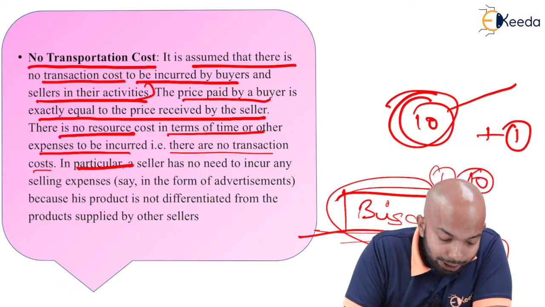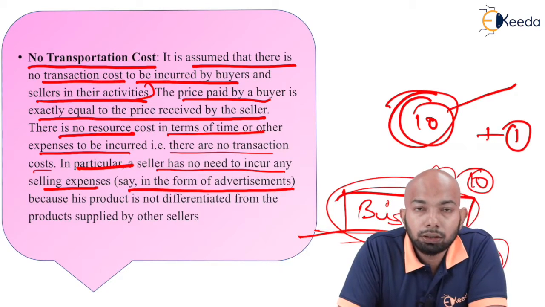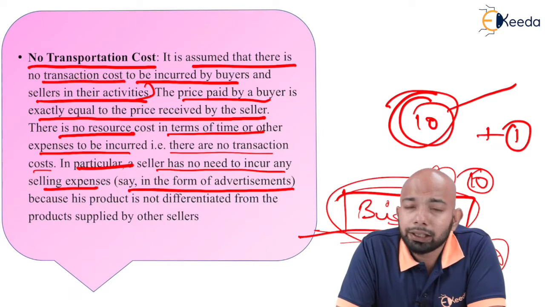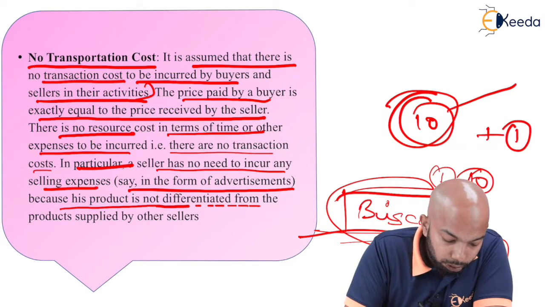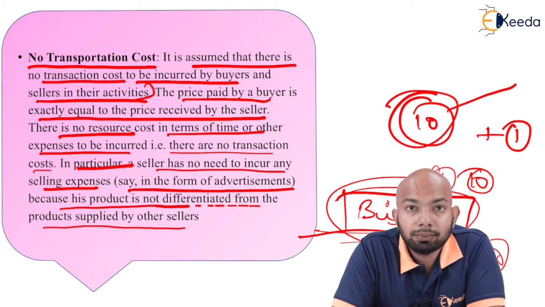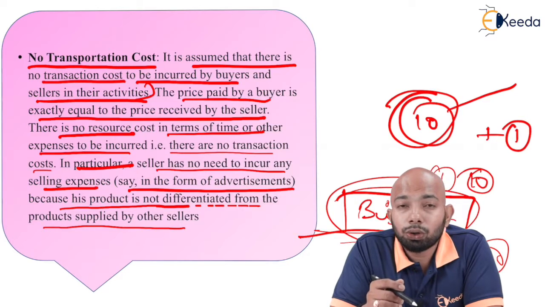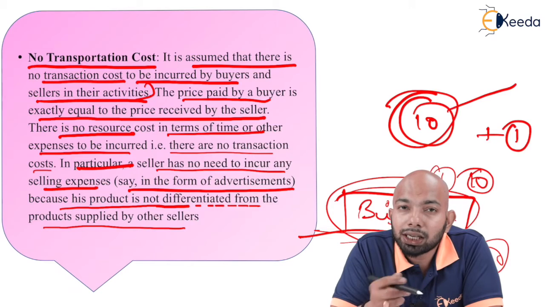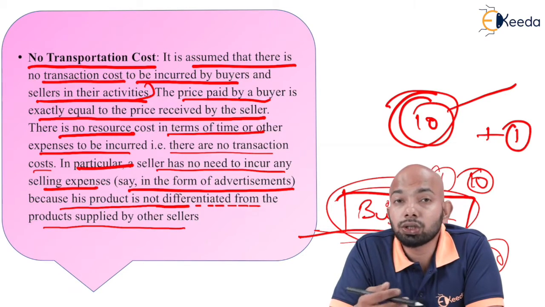In particular, a seller has no need to incur any selling expenses, say in the form of advertisement. No advertisement has to be done. Why? Because this is a well-known product. Everything is absolutely known to the people. It's a completely established product here. His product is not differentiated from the product supplied by the other sellers. The other firm is not selling some different product. It is the same product that is being sold. Hence, no advertisement is required. Hence, there is no transportation cost, or rather, there is no additional cost here.